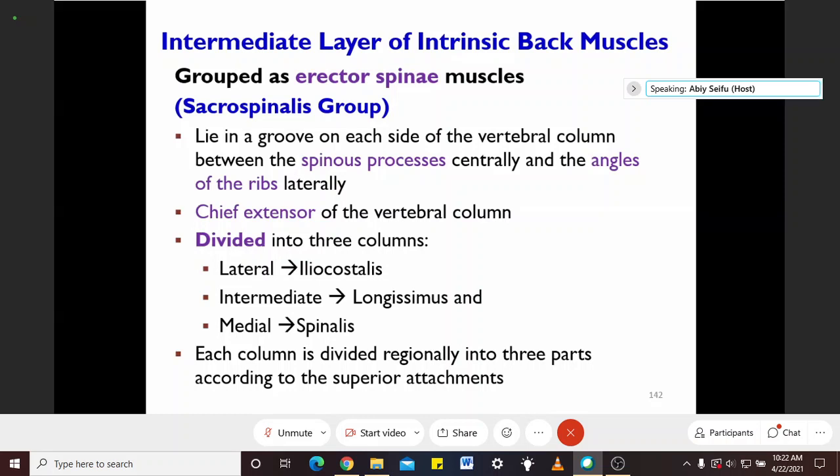Now let's see the other groups of muscles, which is the intermediate group. The intermediate group is also called the sacrospinal group.